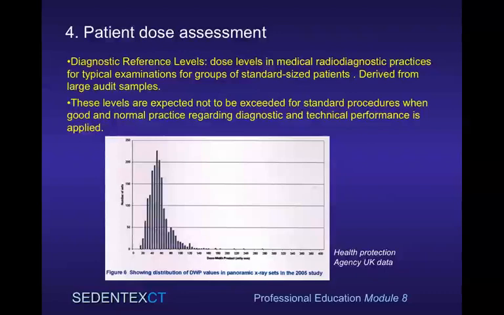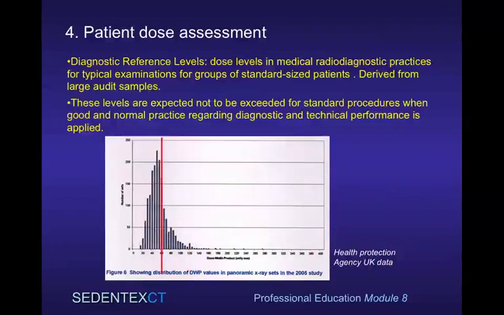For example, here is a set of data from the Health Protection Agency in the UK, giving dose data for panoramic X-ray equipment. You'll notice if you look carefully that the unit here is not DAP but DWP, dose width product. This reflects the way in which panoramic equipment works, but nonetheless the information in the graph is useful because it shows us the wide range of radiation doses given in dental practice for the same X-ray examination. And this is a large audit survey. Using this data, it's possible to set a diagnostic reference level.